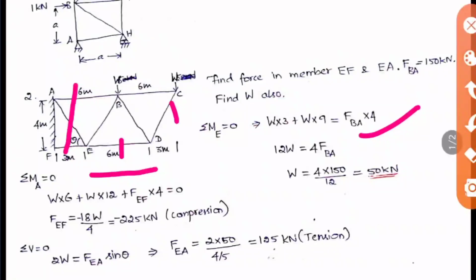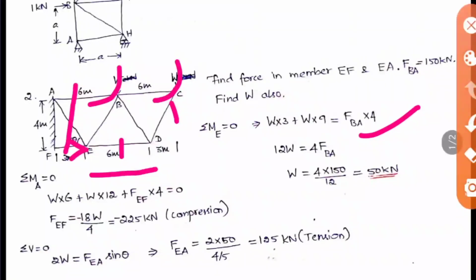When you choose moment at A is equal to 0, it will be W by 6 and then W by 12 and then EF, which is also in the clockwise direction, so EF into 4, this height. That is equal to 0 and you will be getting FEF is equal to minus 225 kilonewton. Why am I getting minus here? Because I have considered this EF in this direction, but I am getting compression here, that is minus, so that means this will be in this direction. So now it is compression.